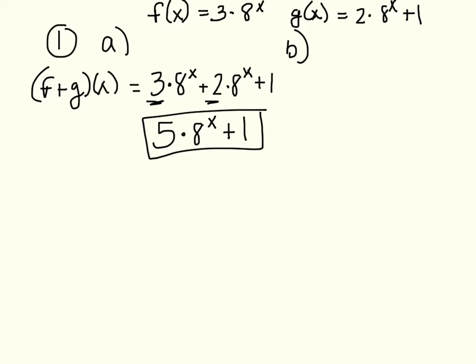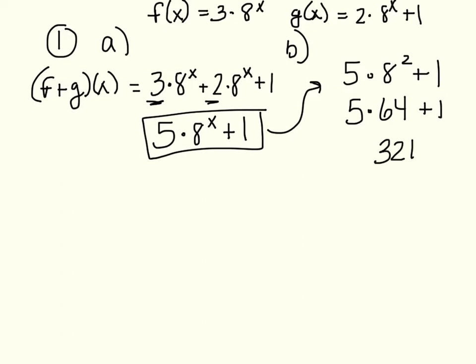B is now plugging in 2. So we plug in 2. 5 times 8 to the second power plus 1. 5 times 64. 8 squared is 64 plus 1. 5 times 64 is 320. 320 plus 1 is 321. You're done.